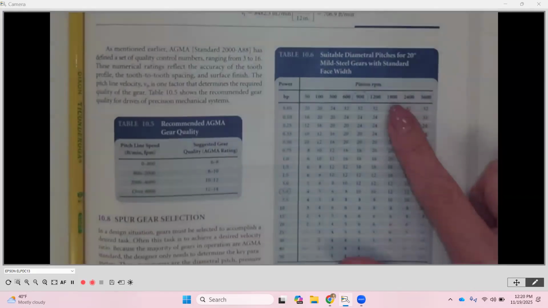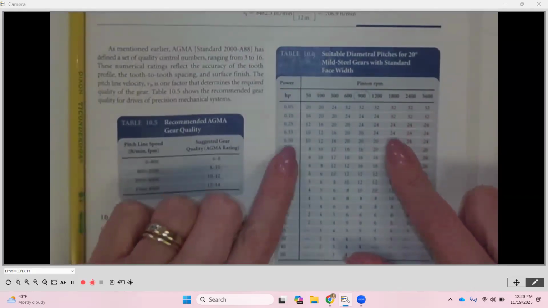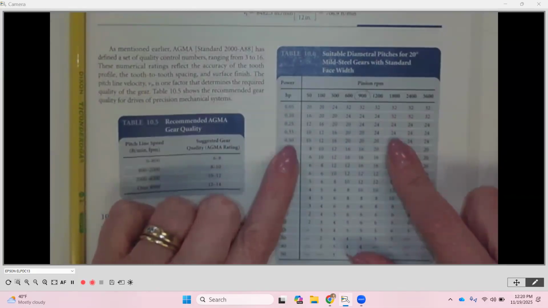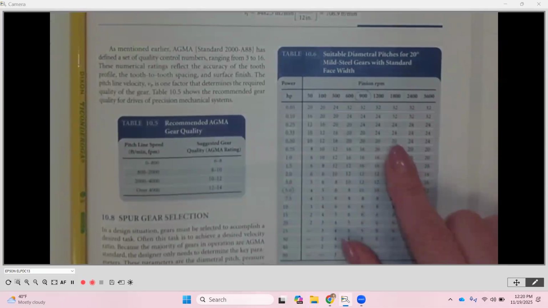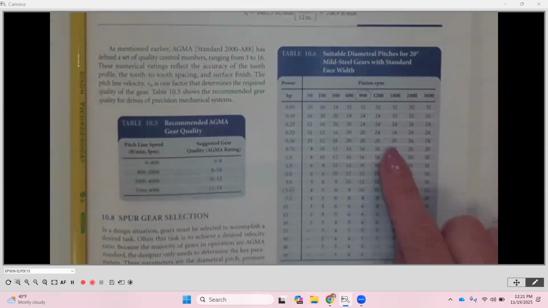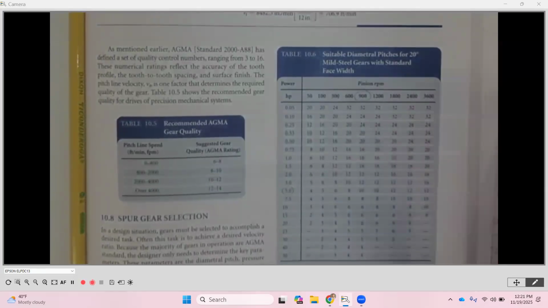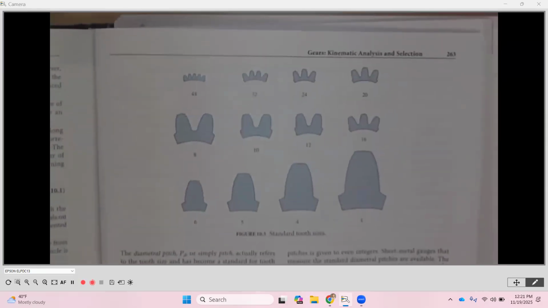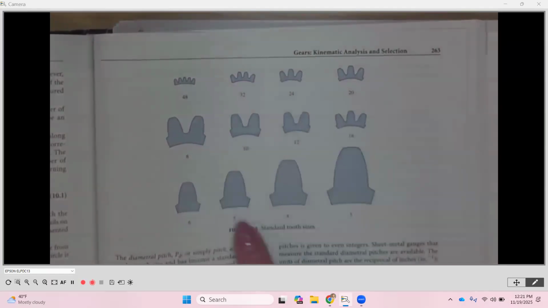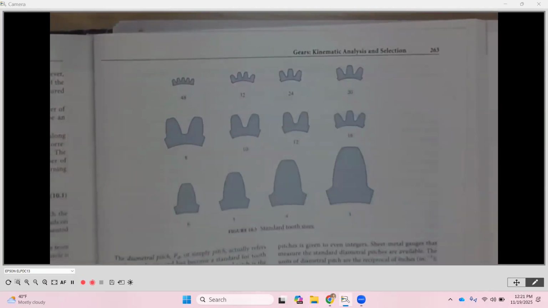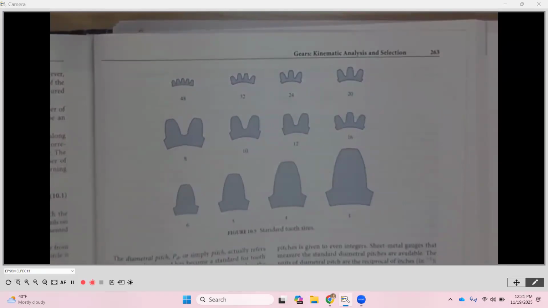Okay, good. So if I have 1800 RPM on my pinion, and let's say I have a half horsepower motor going in there, what I want to do is find the number where I see the intersection between those two. In this case, you'll notice that the number 20 is there. If I go back to my list of diametral pitches, you'll notice that a diametral pitch of 20 would be a standard diametral pitch, or size of tooth, that I could pick.